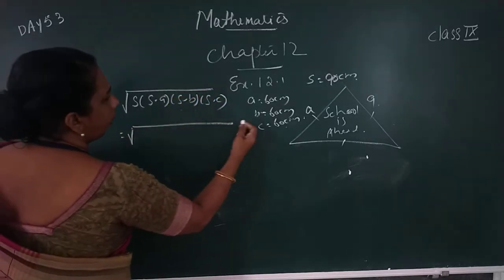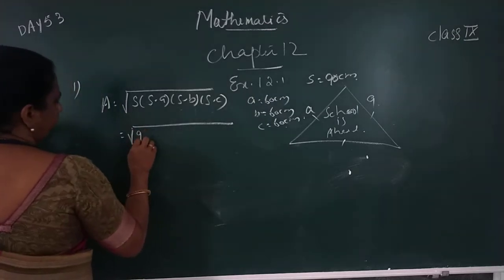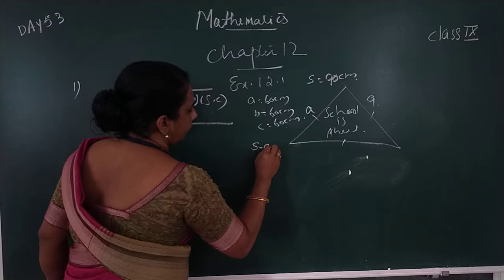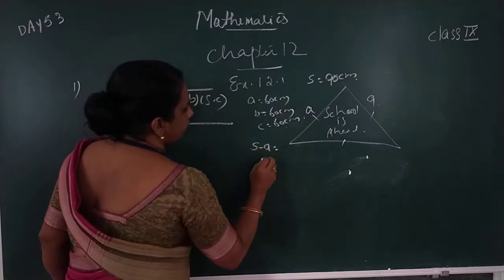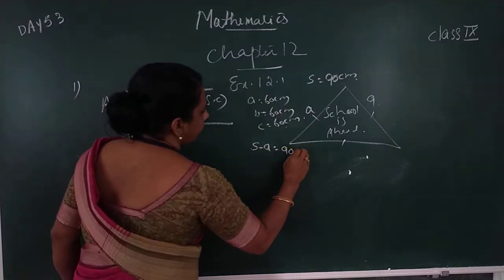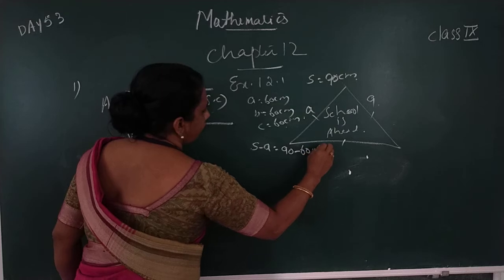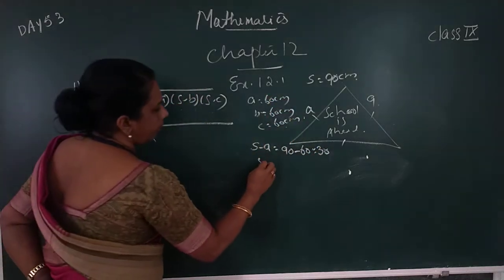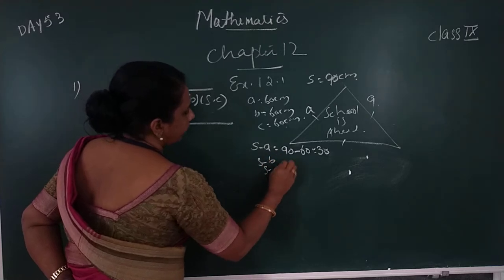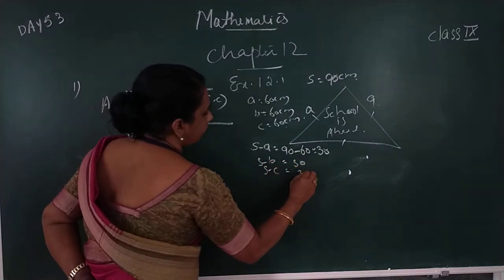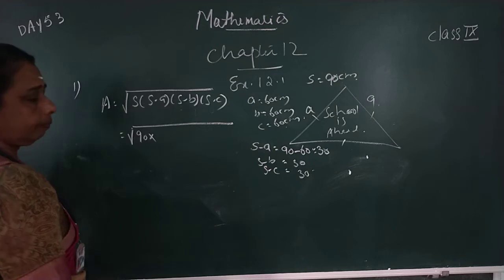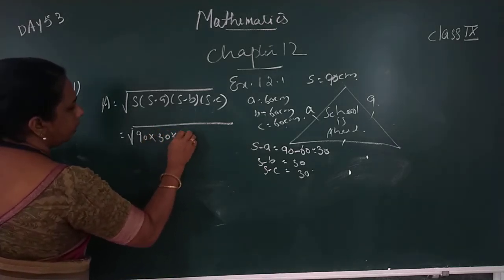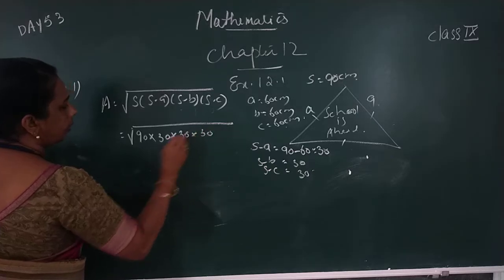That is equal to root of 90 into (S minus A). First we have to find out S minus A. S is equal to 90 minus A, 60. All the sides are equal. Therefore S minus A and S minus B and S minus C all are 30. That is S minus A 30, S minus B 30 and S minus C 30.